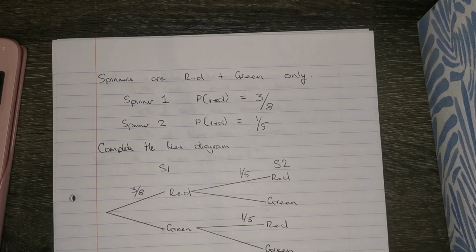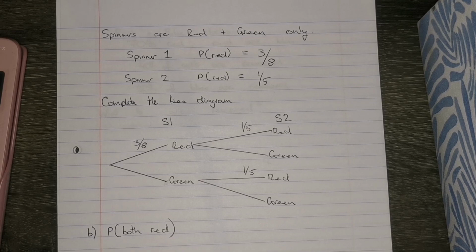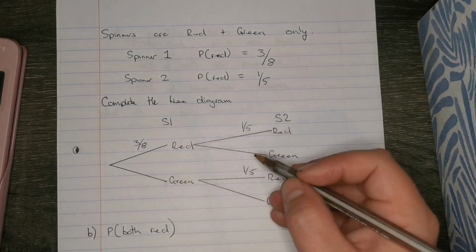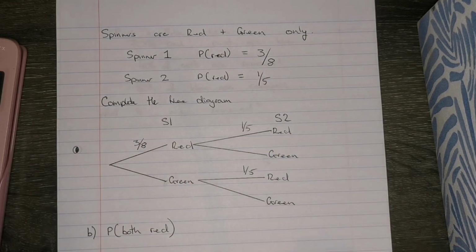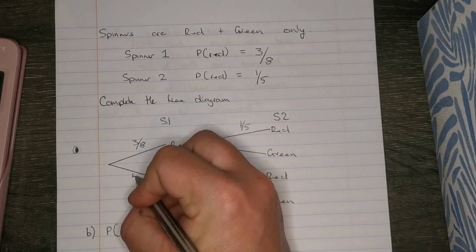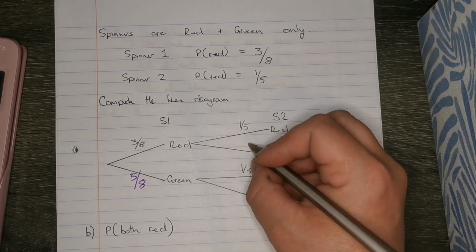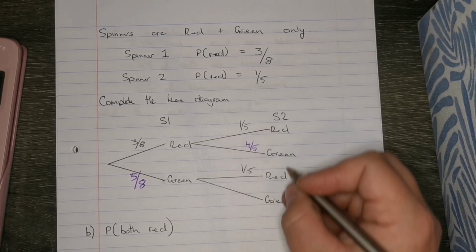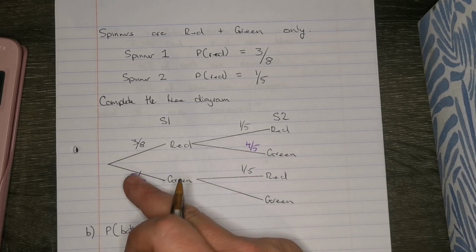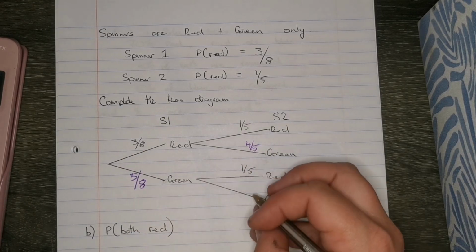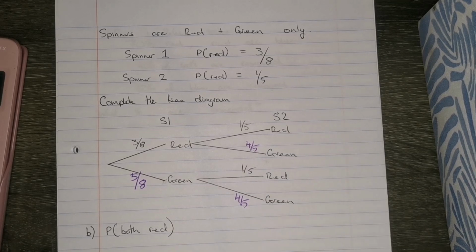Right, probability, spinners. Spinners are red and green only. Spinner 1, the probability of red is 3/8. Spinner 2, the probability of red is 1/5. So we're being asked to complete the tree diagram. Remember, probabilities on a tree diagram, as you go down each pair of branches, in this case they're pairs, it should add to 1. So if that's 3/8, that has got to be 5/8, because 5 plus 3 is 8. If that's 1/5, that's got to be 4/5, and it's the same thing, it's the same spinner here. We're just going down what happened on a different one on spinner 1. So that's got to be 4/5 as well.